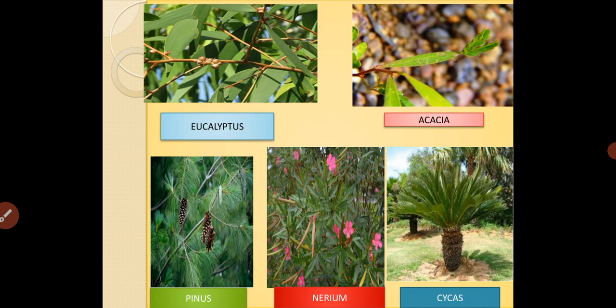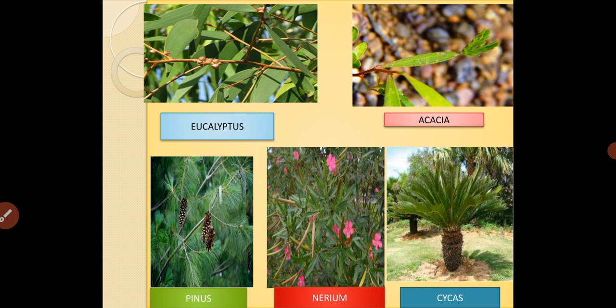In case of the eucalyptus, the leaves are arranged in a vertical manner so as to check the direct exposure to the sunlight. In case of the acacia, the petiole is modified into a flattened green leaf-like structure called the phyllode, which helps in photosynthesis. And here you can also observe another modification, that is stipules are modified into spiny structures so that it gets protection from the grazing animals.